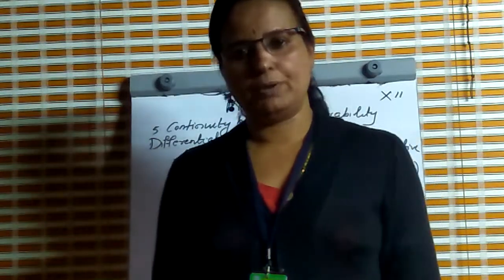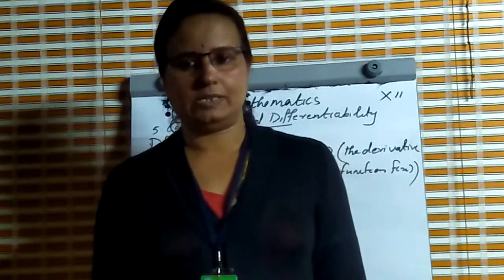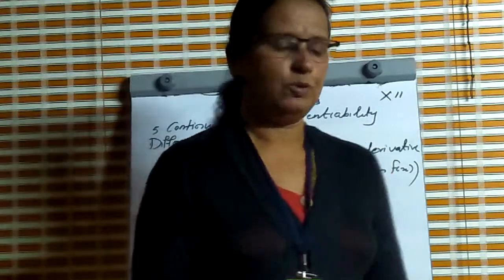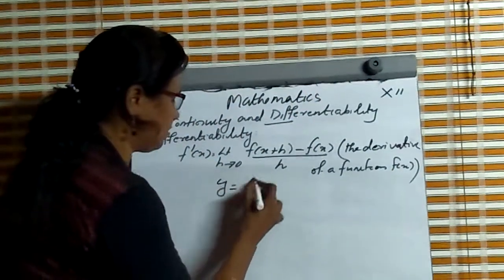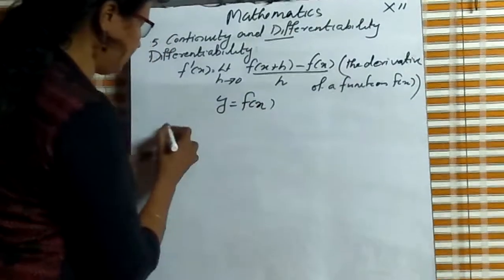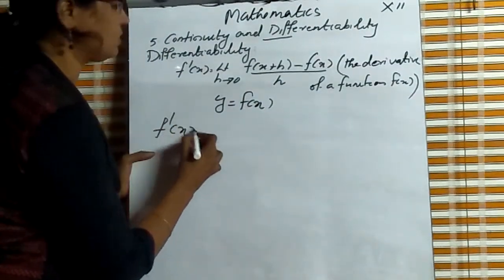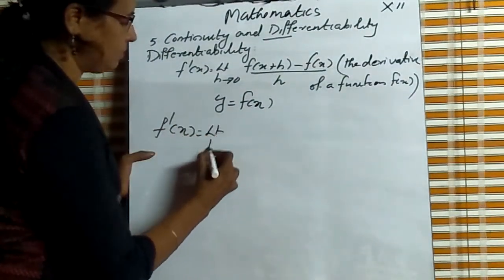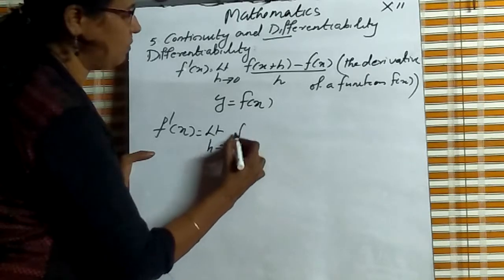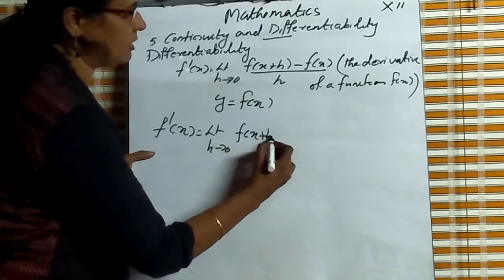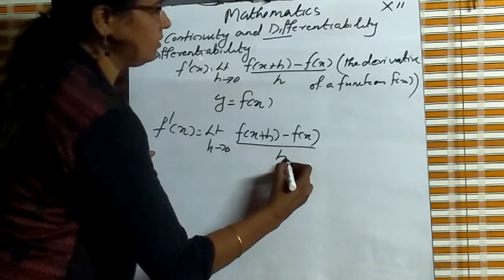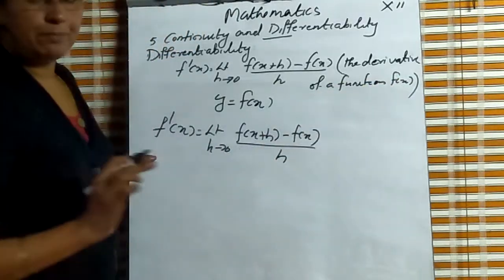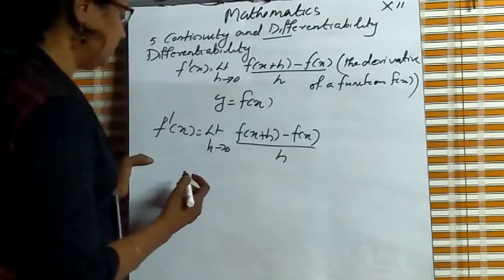Let y is equal to f(x) be a function in x. Its derivative is f dash x, is equal to limit h tends to 0 of f of x plus h minus f(x), divided by h. This is the derivative of a function in x.